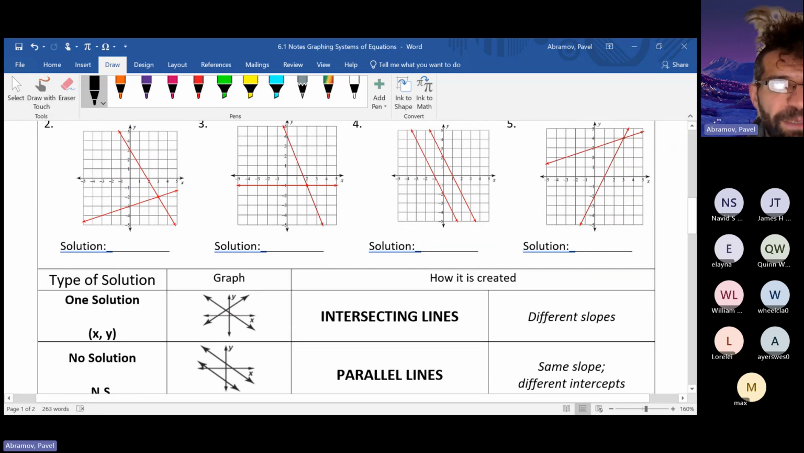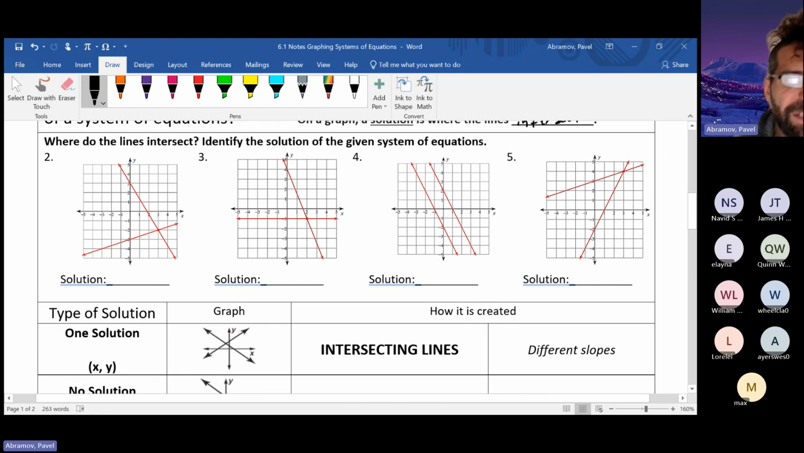So here we have just some examples of the lines that are already graphed for us, so we don't need to graph anything. And here we can see that the point of intersection is our solution. So we need to know the x and y coordinate. So if we look at the x-axis, we get the value of 3. And if we look at the y values, we see that it's at -2.